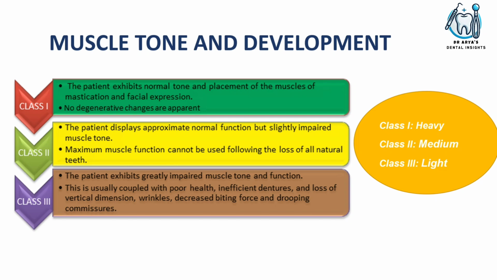Muscle development is classified into class 1, 2, and 3. Class 1 is heavy, class 2 is medium, and class 3 is light. People with excessive muscle development have more biting force.